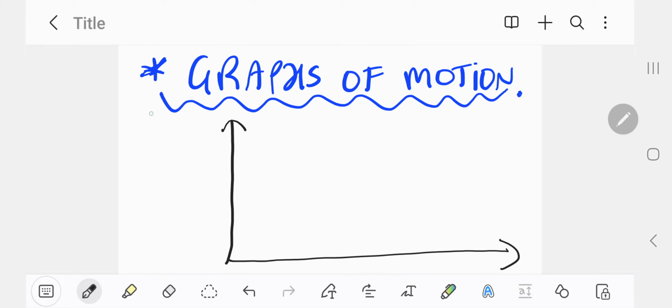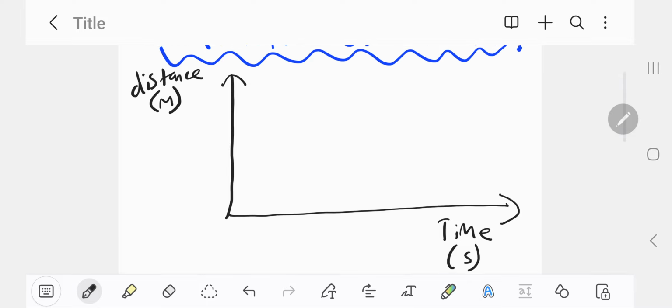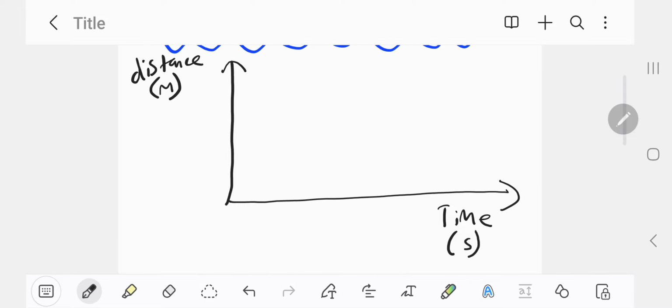So the y-axis here, let's call this distance, in meters, let's say. And the x-axis is time. Usually in physics and science, we use time as the x-axis, let's say seconds in this case, because time is usually an independent variable. Independent variables are variables that change. So time is changing. Let's suppose we're measuring distance.